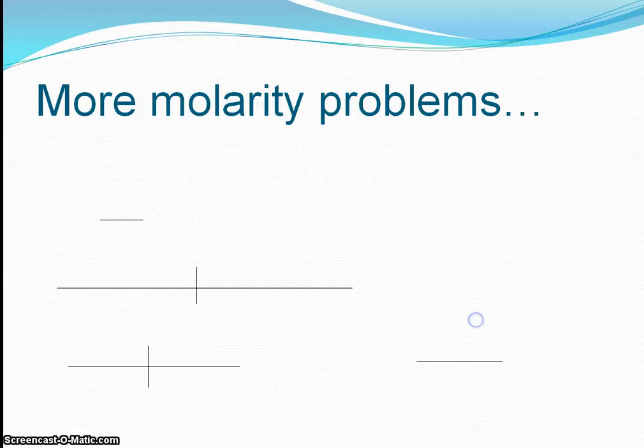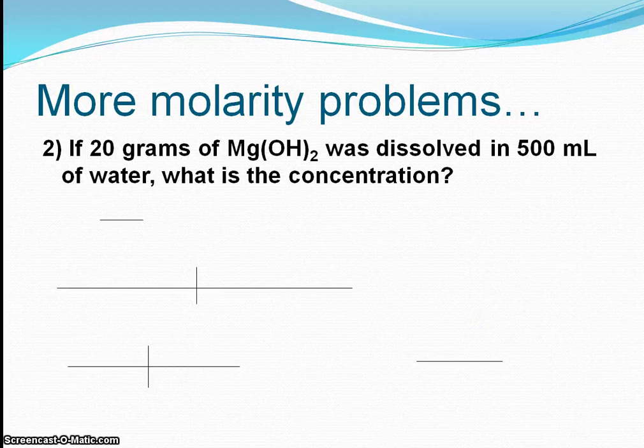Let's try another one. This one says if you have 20 grams of magnesium hydroxide dissolved in 500 milliliters, what is the concentration? So again, notice that they're asking you for concentration. You need to know that when they use that word, what they're asking you for is molarity. Once you know they're looking for molarity, you can look up this equation in your reference packet, and you know that to get molarity, you need moles and you need liters. Well, the question doesn't give you either one.